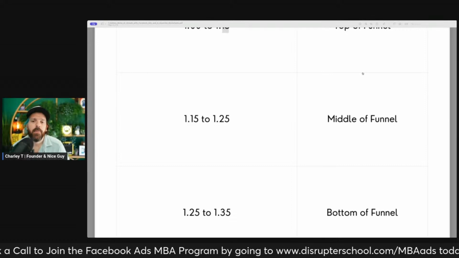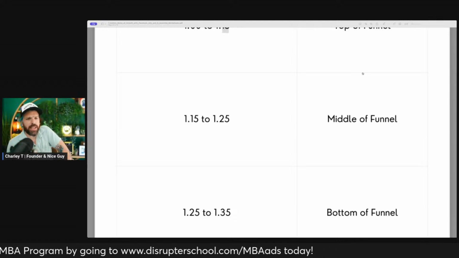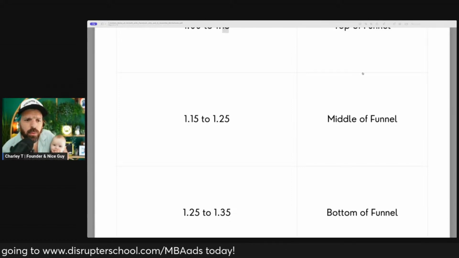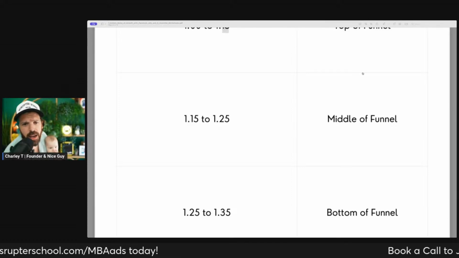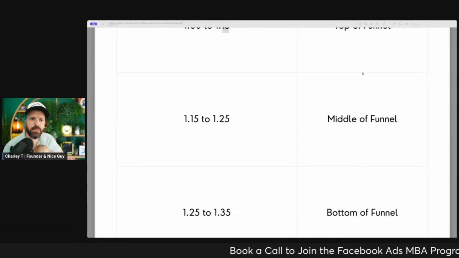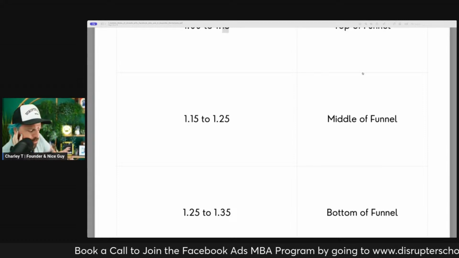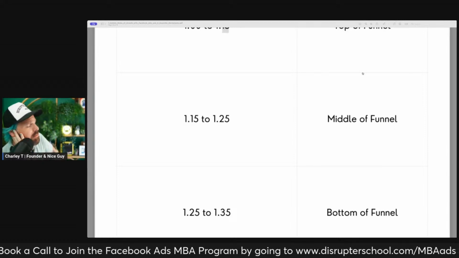How many times do you hear people say this? Oh, Facebook is stupid. It never spends the money on the top performing ads. Yeah. Well, is that top performing ad a high frequency, high CPM ad that's super efficient? I wonder why your bottom funnel ads aren't getting all the spend.